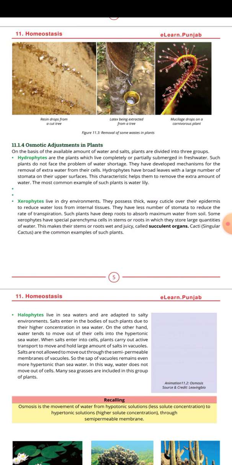On the basis of the available amount of water and salt, plants are divided into groups. Hydrophytes do not face the problem of water shortage. They have developed mechanisms for the removal of extra water from their cells. Hydrophytes have broad leaves with a large number of stomata on their upper surface. These characteristics help them to remove the extra amount of water. The most common example of such a plant is the water lily.